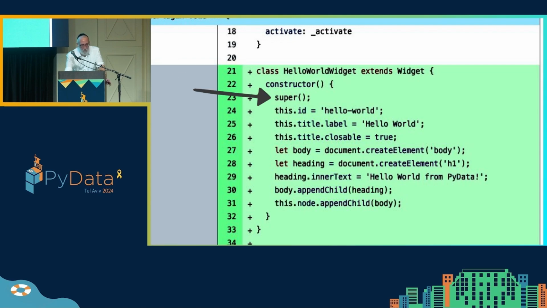We're going to call super to instantiate the parent and set a few variables. We're going to set an ID, hello world, this.title.label, we'll give it a label in the title bar, hello world. this.title.closable equals true means that the user will be able to click the X in the title bar and close our widget if they want. And then I'm just going to declare some HTML elements. I'll call document.createElement, create a body, create a heading, set the heading innerText to hello world from PyData. And then we'll use appendChild to attach the heading to the body, and then appendChild to attach the body to this.node. this.node is my widget itself.